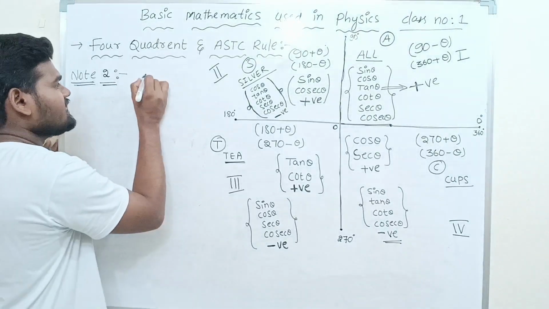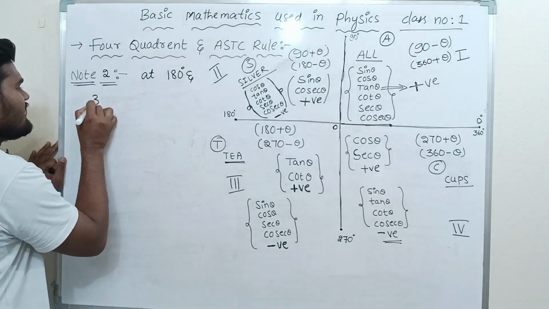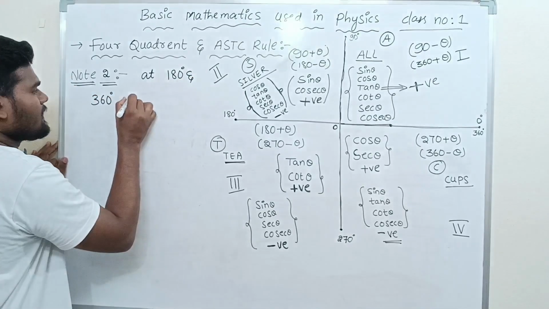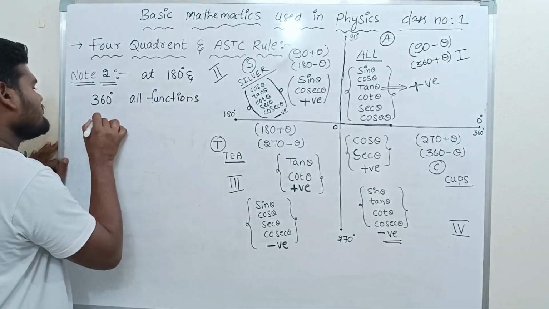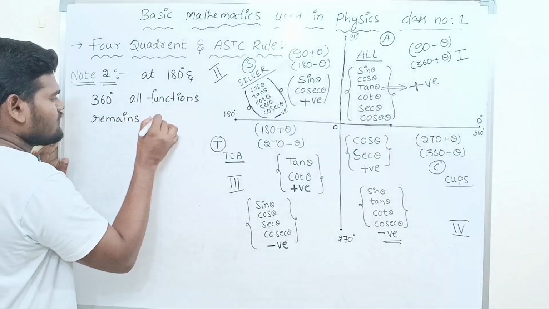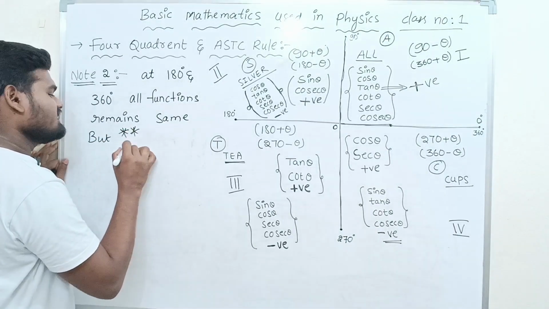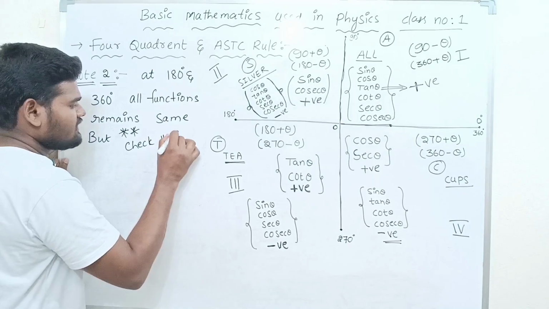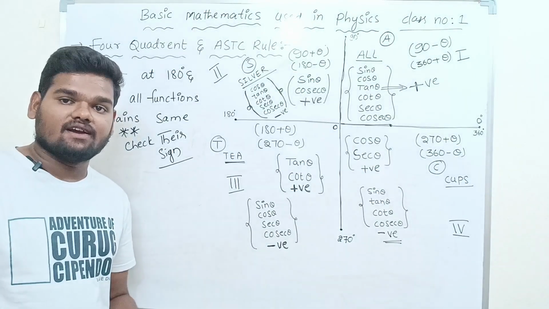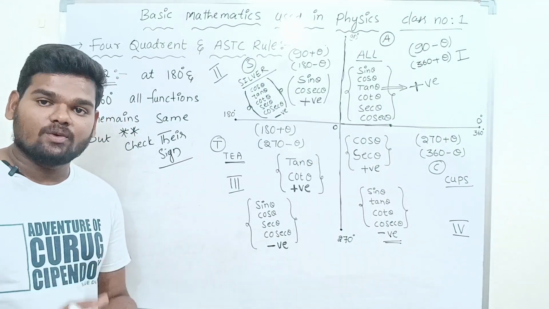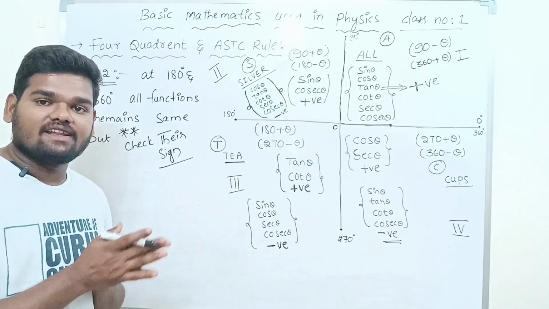Okay. So note number 2 is at 180 degrees and 360 degrees. All functions remain the same, but the important thing is to check their sign. We have to check whether they are positive or not, whether in a given angle they are lying in their own quadrant or not. Is it clear? Any doubts? Shall we write the formulas?